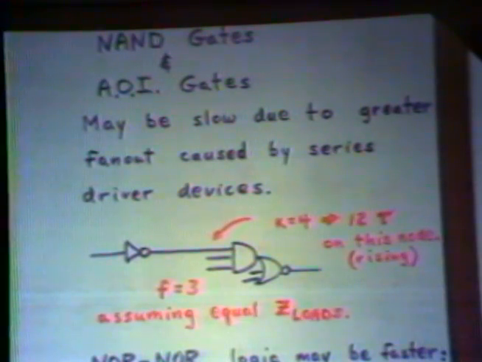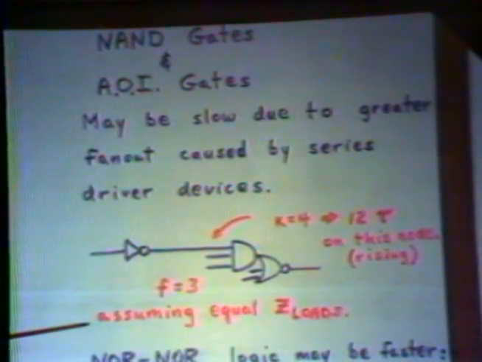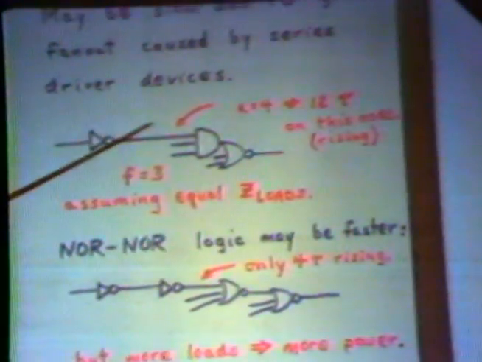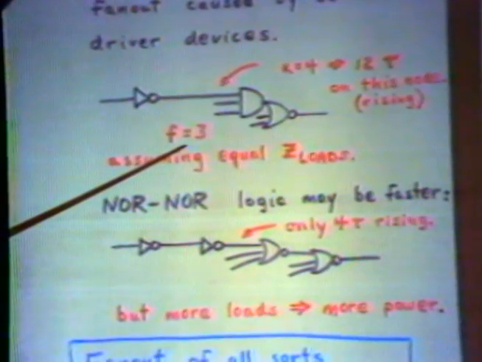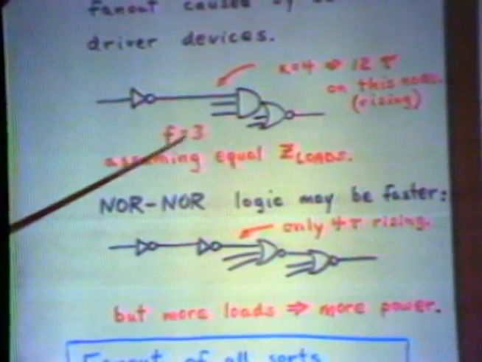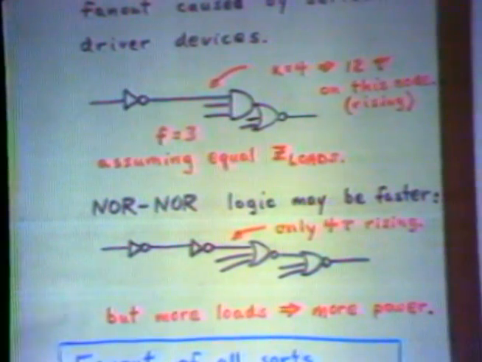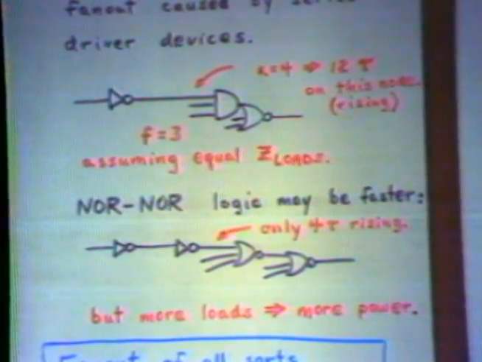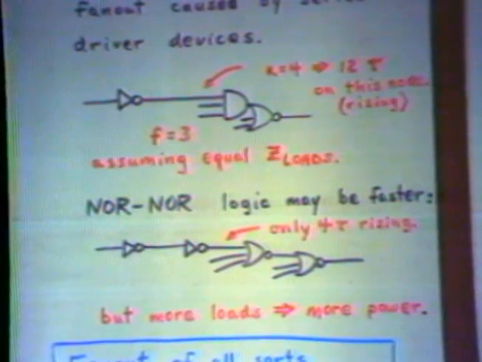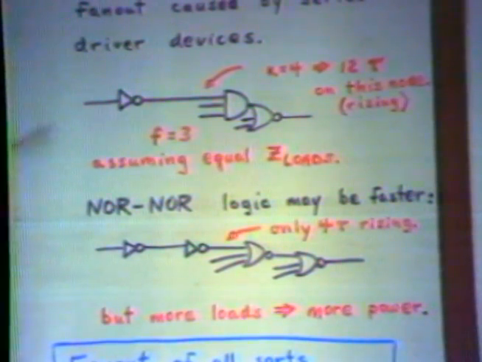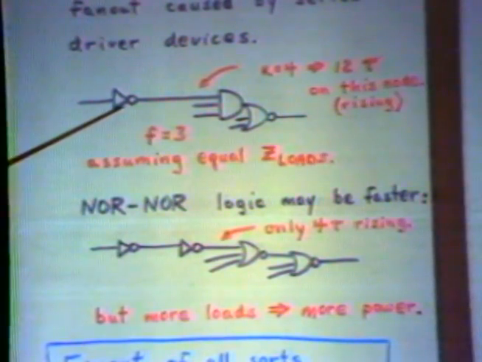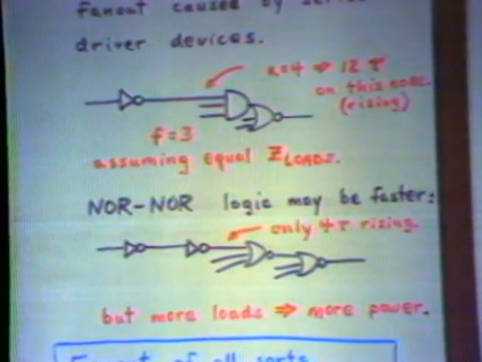If you assume equal load devices, equal impedance of the loads, equal geometric ratios, then this inverter, which only goes to 1 NAND gate, in fact has a fan-out of 3 because the device that it's driving is 3 times as wide as the driver device here. So you can't count fan-outs the same way you do in typical logic circuits. You have to count it in terms of gate area. So this thing that only goes to 1 place has a fan-out of 3. The device driving it might have a K of 4, and therefore the rise time on that node is 12 tau, which is not bad.